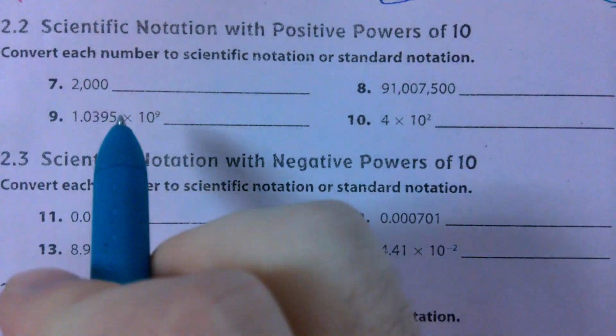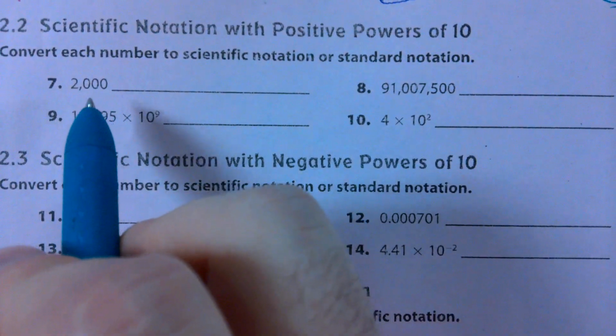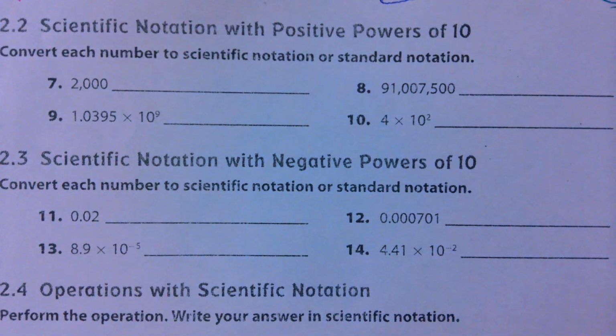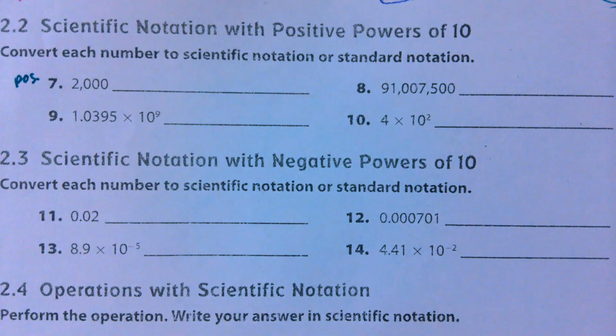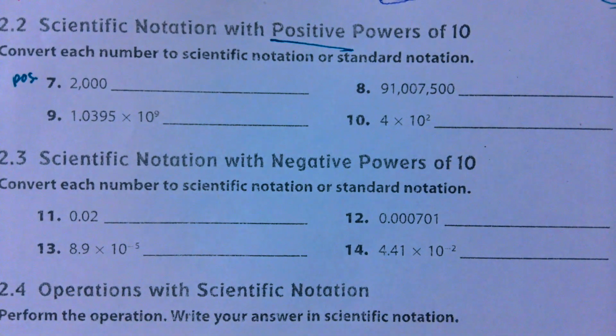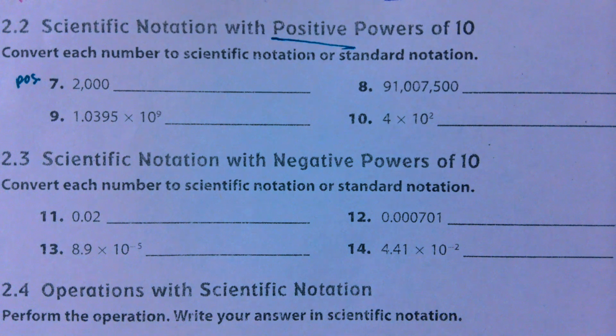So, 2,000. Is that more than 1 or is that less than 1? More than 1. So is my power of 10 here going to be positive or negative? Positive. We're going to have a positive power of 10. I'm going to keep that in mind. Obviously this section is just positive, but still, it helps for us to point that out.